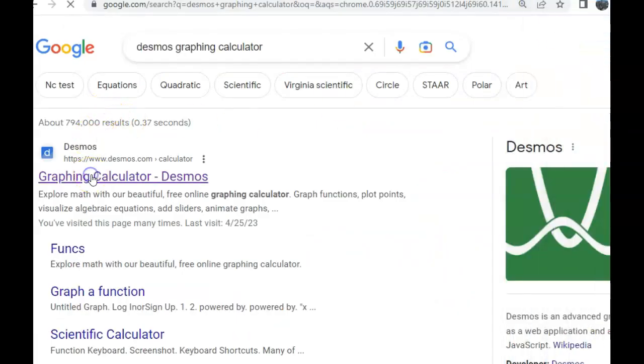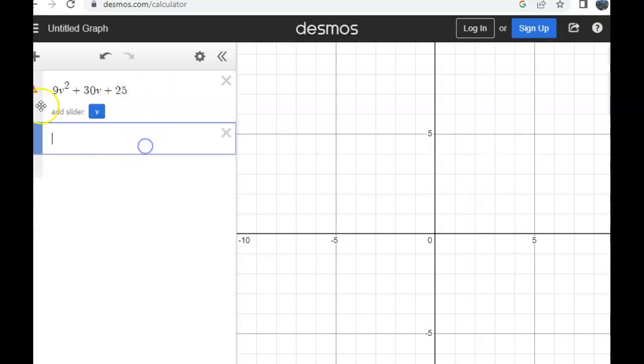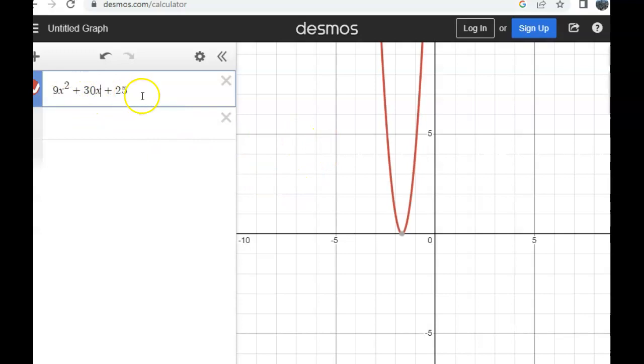I'm going to end the video with a little graphing demonstration. Desmos graphing calculator. If you don't have a graphing calculator, I highly recommend this online one. It's great. So I'm just going to type in 9v squared, typing in our equation, plus 30v plus 25. I want to graph that. Oh, I typed the wrong thing. 9v squared plus 30v plus 25. I think it needs x's. 9x squared plus 30x plus 25.